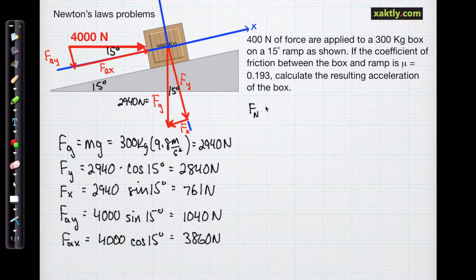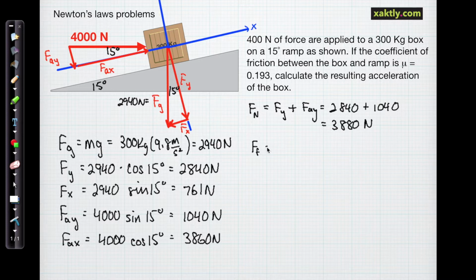Okay, so next we need to calculate the normal force so we can find the force of friction. The normal force goes along our y-axis, and it is the y component of the gravitational force plus the y component of our applied force. So that's 2,840 plus 1,040 for 3,880 newtons of normal force. What you have to be careful about is how you add these vectors. I've just added them together, but what I'm understanding here is that F sub y and F sub AY both point in the same direction, namely into the ramp, so I can just add those.